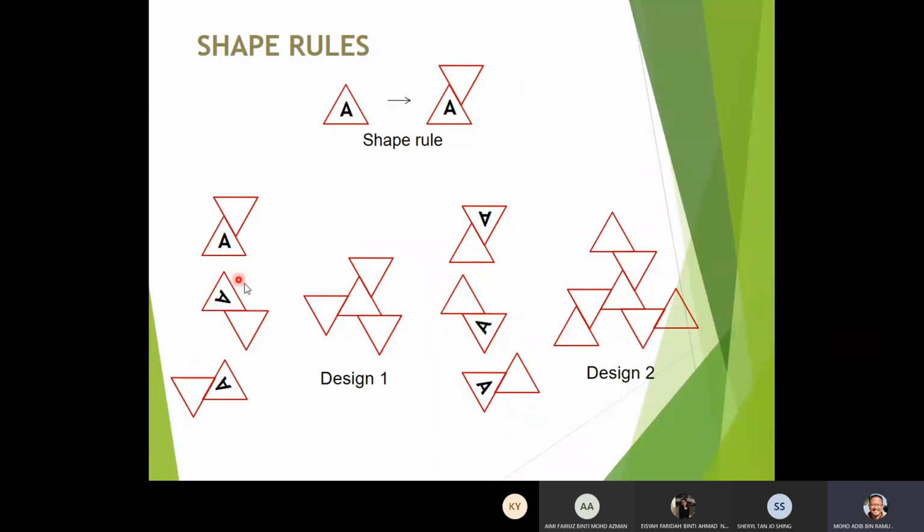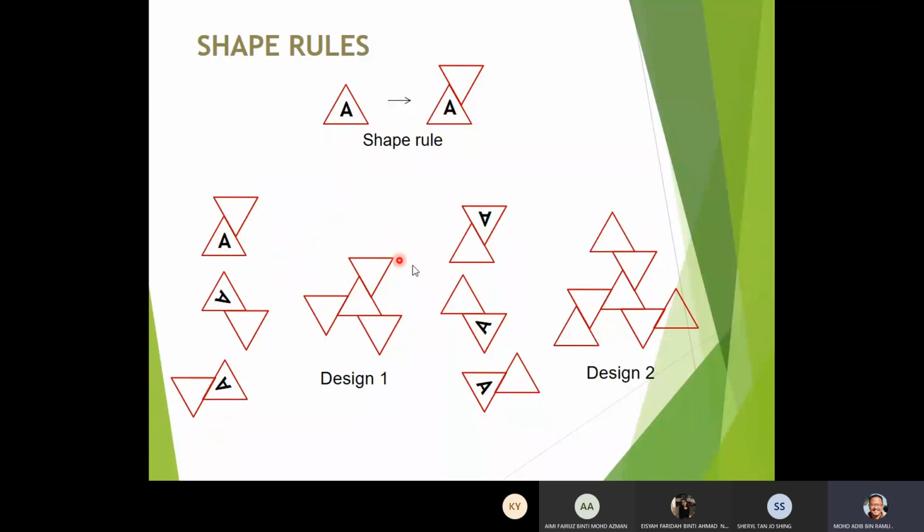Okay, so this one, and then you imagine that you look at the original triangle, just like the previous slide. You imagine a different orientation for the same triangle, and then when you apply, you're going to add the new shape at a different position, like that. So that is the possible design that you can create through these shape rules.